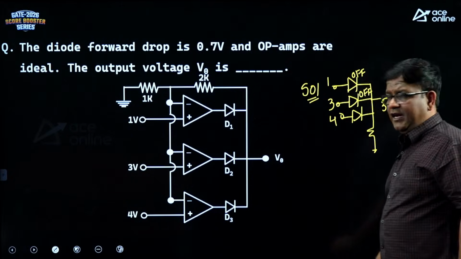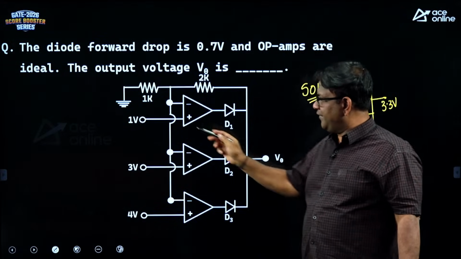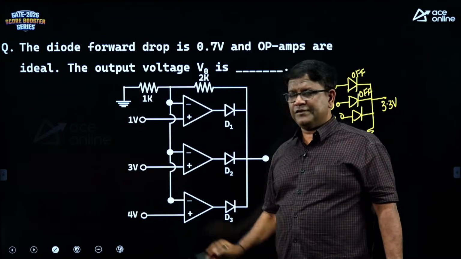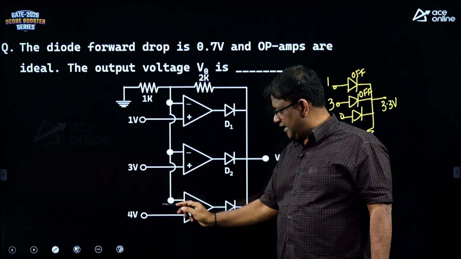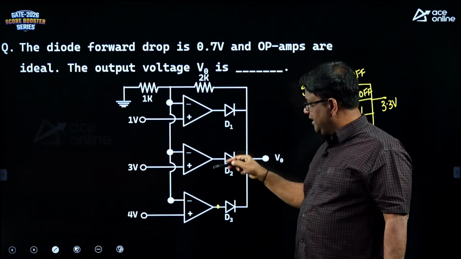Now, similarly, with no violation of Kirchhoff's law, we have 1 volt, 3 volt, 4 volt. So, in this 3, 4 is larger. So, your VOP is more positive than the other two.